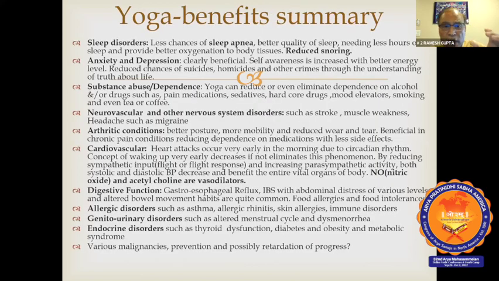So yoga can be useful in sleep disorders, substance abuse, arthritic, cardiovascular. One thing interesting, most heart attacks occur first thing in the morning about 4 o'clock. If you get up before 4 o'clock, chances are that you may not have that heart attack if you are doing practice of yoga and getting up early.